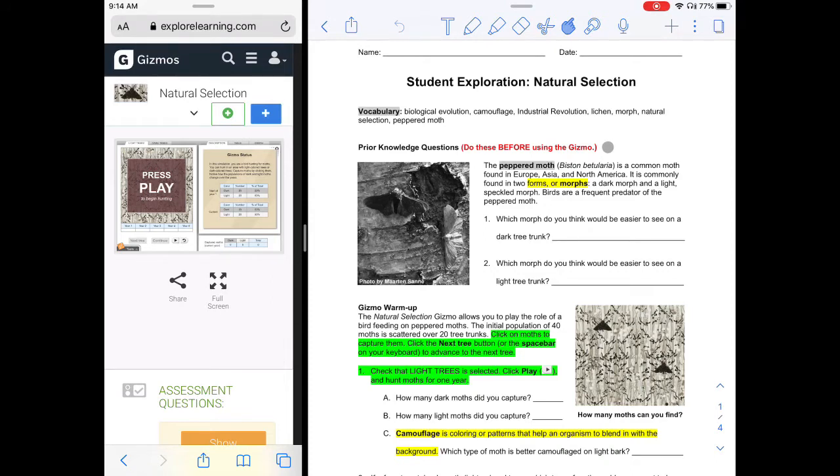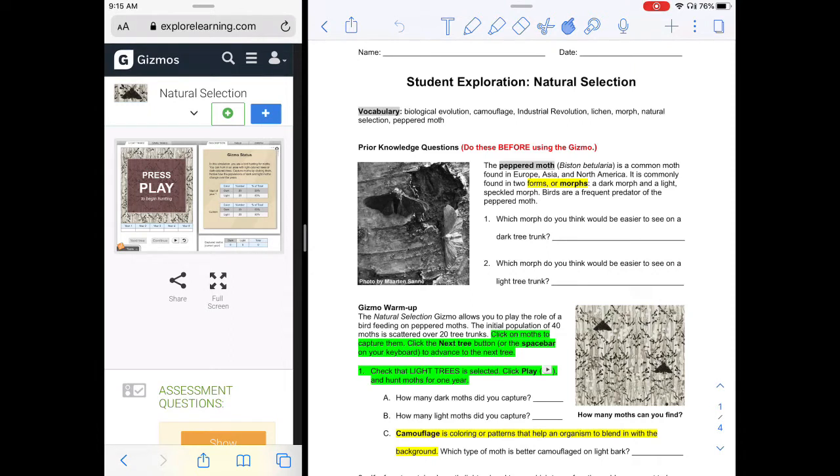So there's a moth called the peppered moth. It is really common, or was really common in Europe, Asia, and North America. It's commonly found in two different forms, or they call those forms morphs, a dark morph and a light speckled morph. These moths are frequently eaten by birds, so birds would be a predator of them.